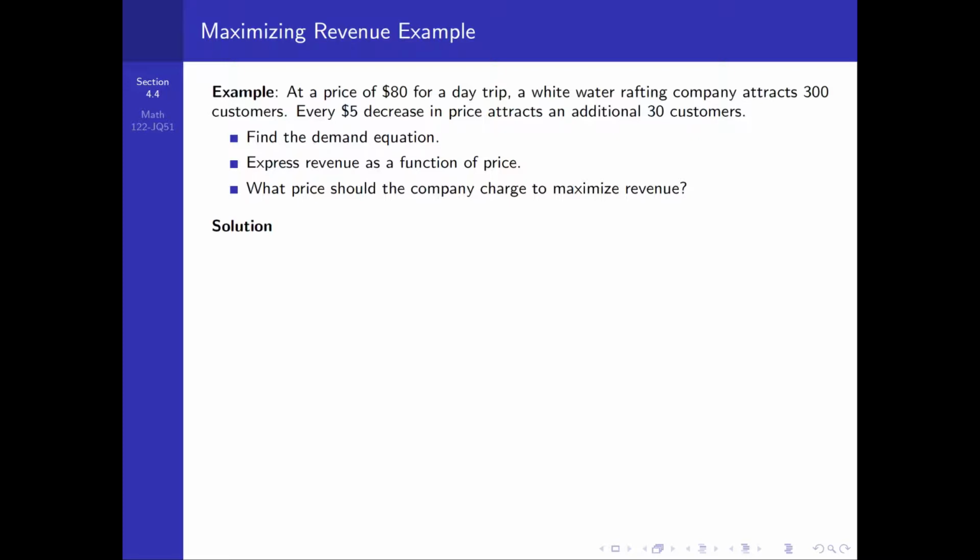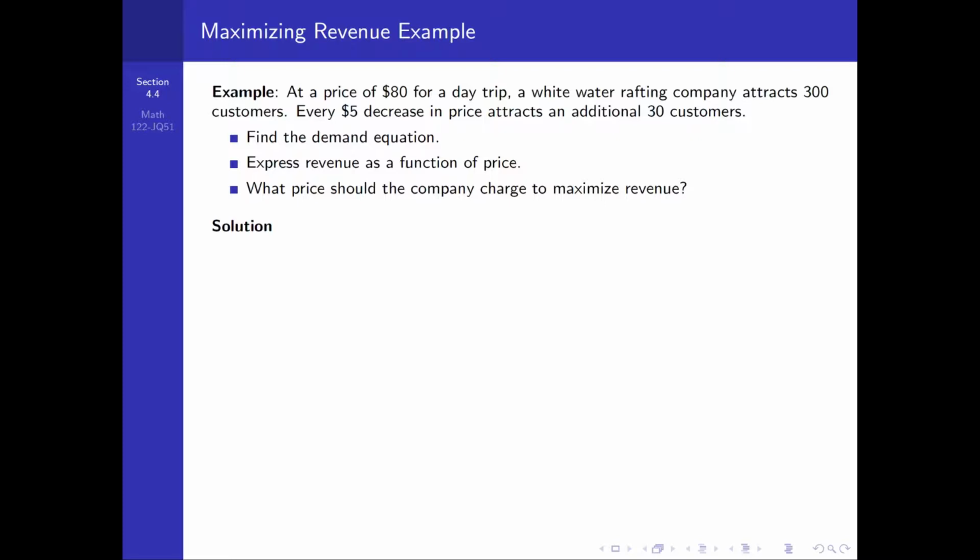We're still going to use the same process where we take the function, find critical points, and then look for the global maximum. All right, so I'll read the example for you. At a price of $80 for a day trip, a whitewater rafting company attracts 300 customers. Every $5 decrease in the price attracts an additional 30 customers, and there's three things that we want to do.